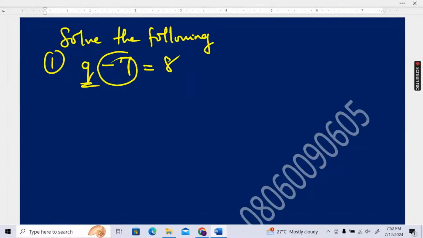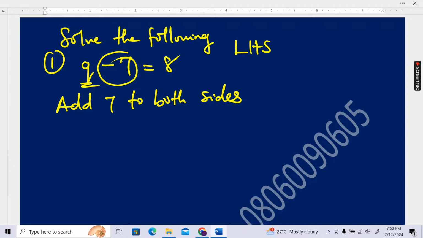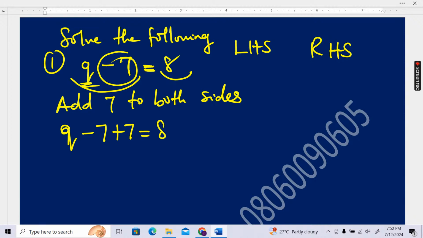Since the opposite is plus 7, you will add 7 to both sides. We have what we call the left hand side and the right hand side. LHS means left hand side. RHS means right hand side. The left side is Q minus 7, then the right side is 8. The equal sign is in between. So let's add 7 to both sides: Q minus 7 plus 7 equals 8 plus 7.